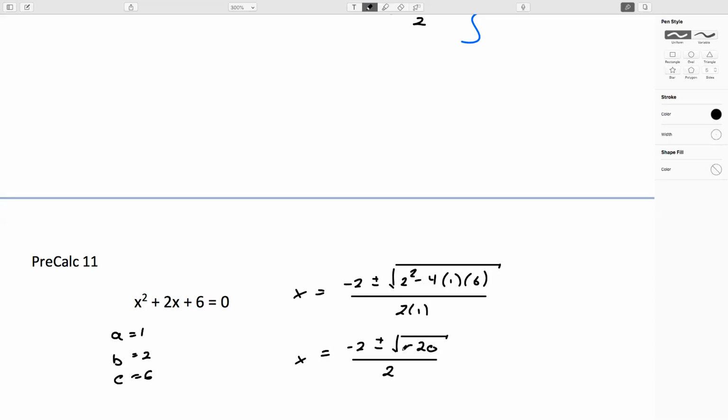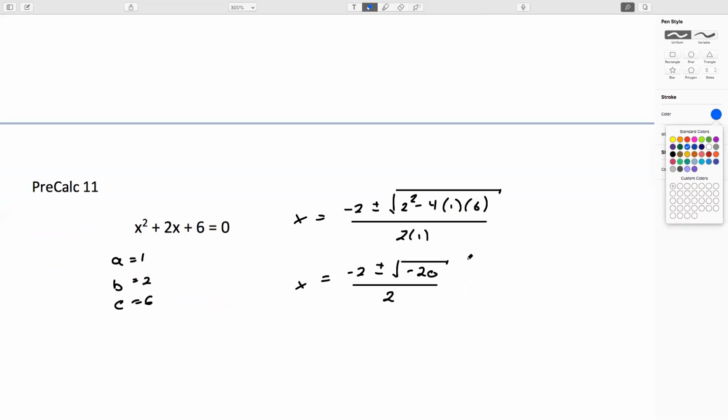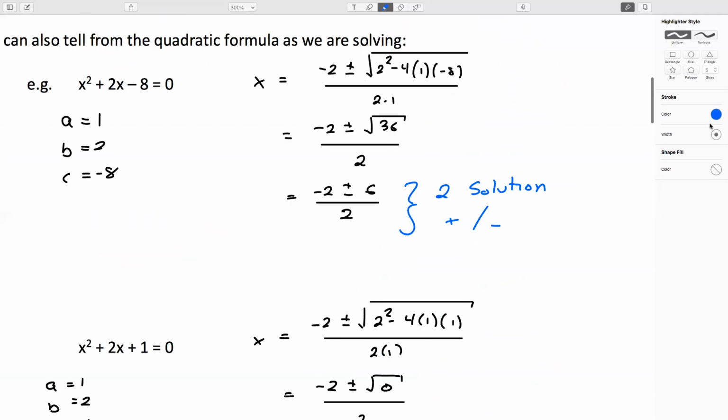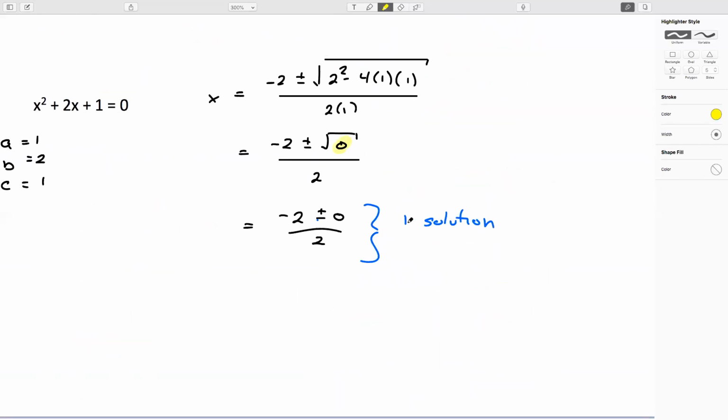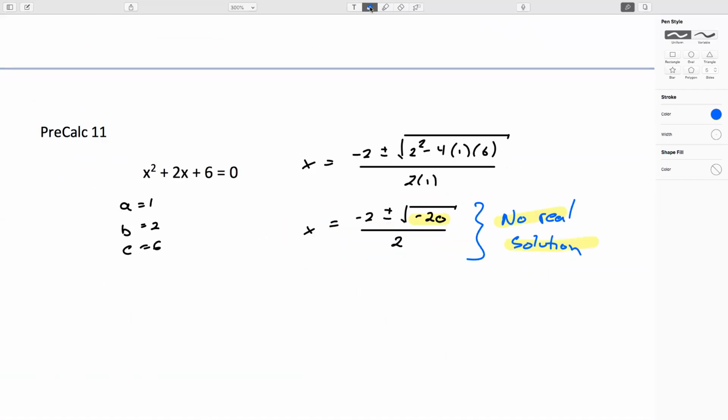And now we've got a problem. We can't take square roots of negative numbers. So because of this, I know this has no solution, or no real solution. And it all comes from the negative 20. So I think hopefully we should be seeing a pattern here. The first example we did, we had a square root of 36, that led to 2 solutions. The second one, we had a square root of 0, that led to 1 solution. And the third one, we had a negative square root, which led to no solution. So it all lies in the square root.